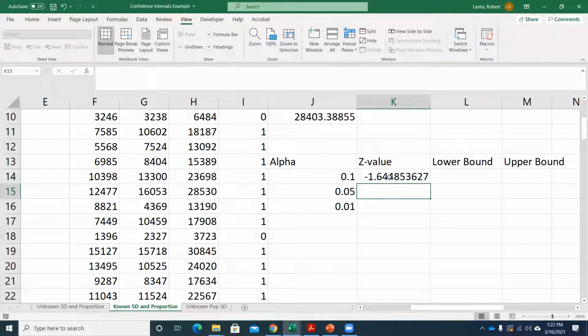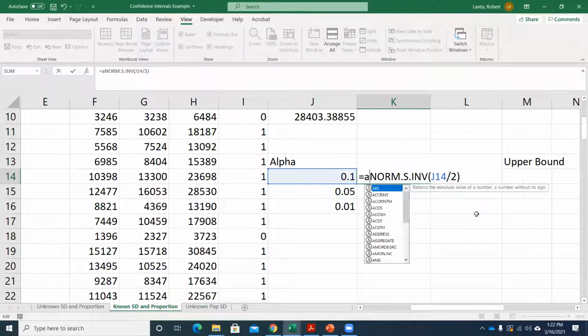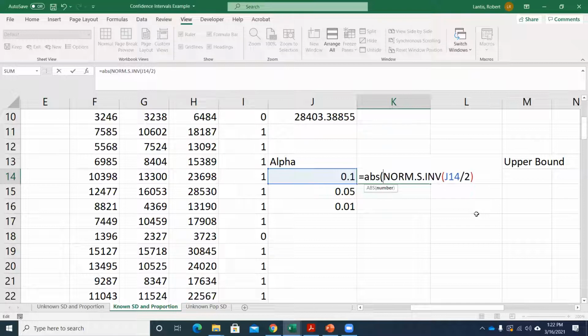But once I have that z value, one thing that I think makes it easier is that when we enter the lower and upper bound equations, typically we think about adding the margin of error at the upper bound and subtracting the margin of error at the lower bound. So we don't want the negative value. We just want the absolute value. We don't want that negative sign to be there. One thing we can do in Excel is use this function, which is ABS, which just takes the absolute value or essentially drops the negative sign. So I should get the exact same z-score now, but positive.